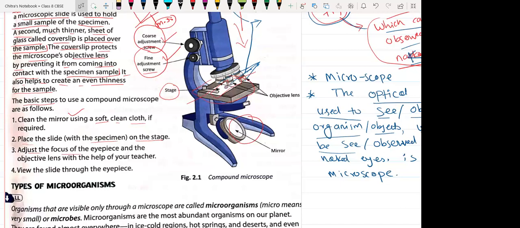Adjust the focus of the eyepiece and the objective lens with the help of your teacher, meaning with the help of your laboratory assistant or teacher, adjusting with the help of the adjusting screw. View the slide through the eyepiece, and we can see the specimen clearly with the help of the microscope.